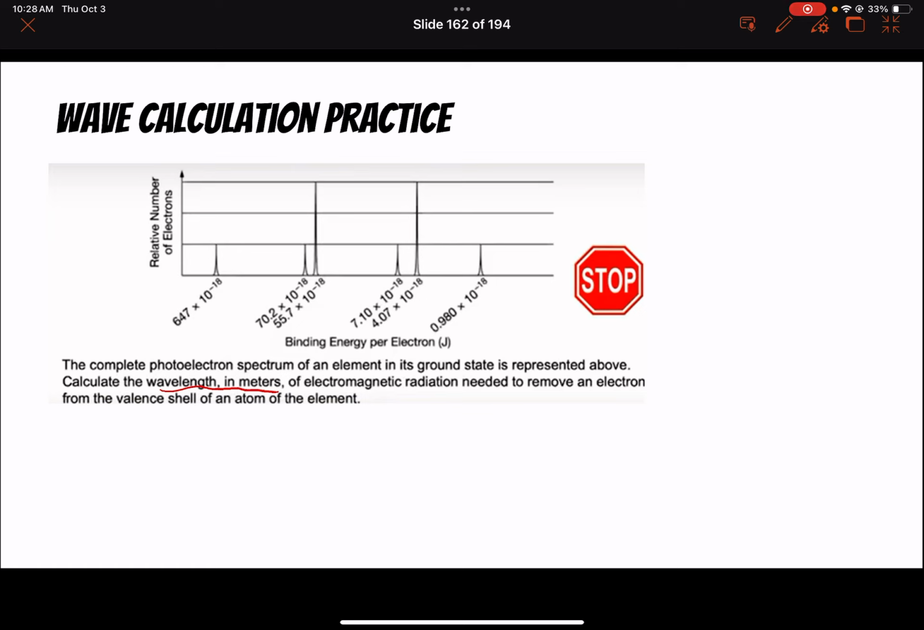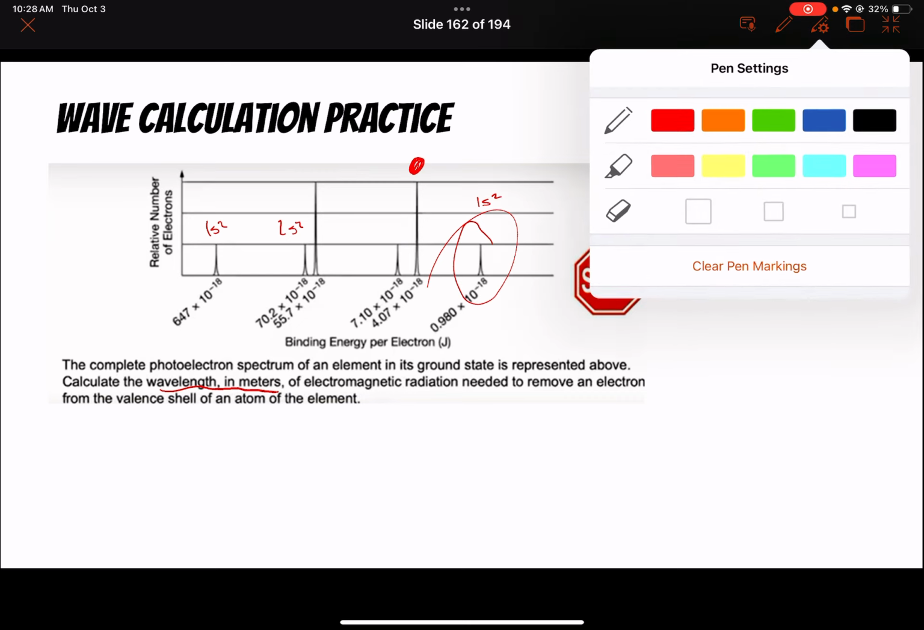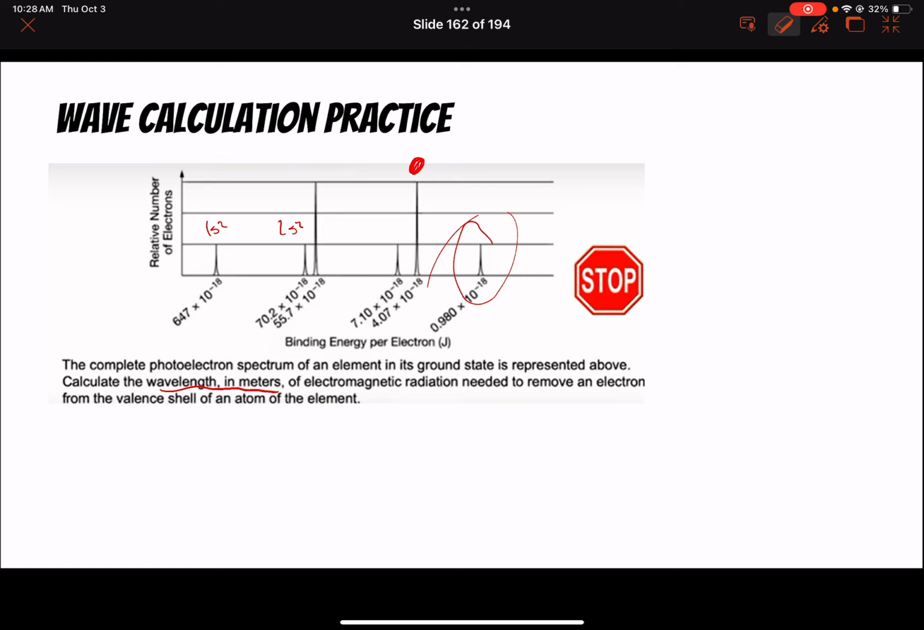So if we're looking at the graph, which one is the valence electron? That should be this one, because remember, this is the outermost. If we look, 1s2, 2s2, it's the same height. But if we went from right to left, this would be 1s2, and this can in no way be 1s2. So that's why the outer peak, the one I circled, is our outer shell.